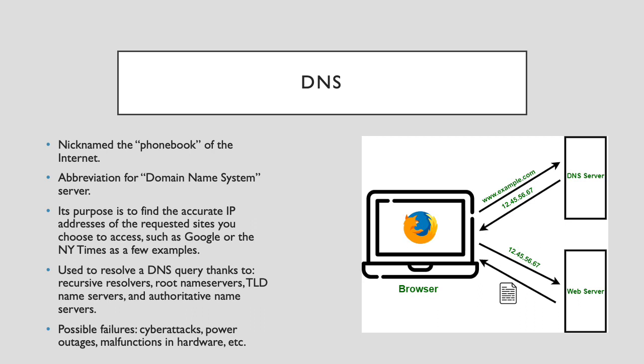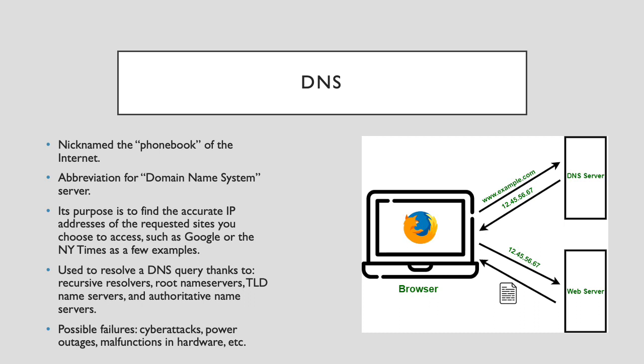The DNS, which is nicknamed the phone book of the internet. It is also an abbreviation for domain name system server. Its main purpose is to find the accurate IP addresses of the requested sites you choose to access, which include Google or the New York Times as an example. Another example could be ESPN, Facebook, and other websites as well.